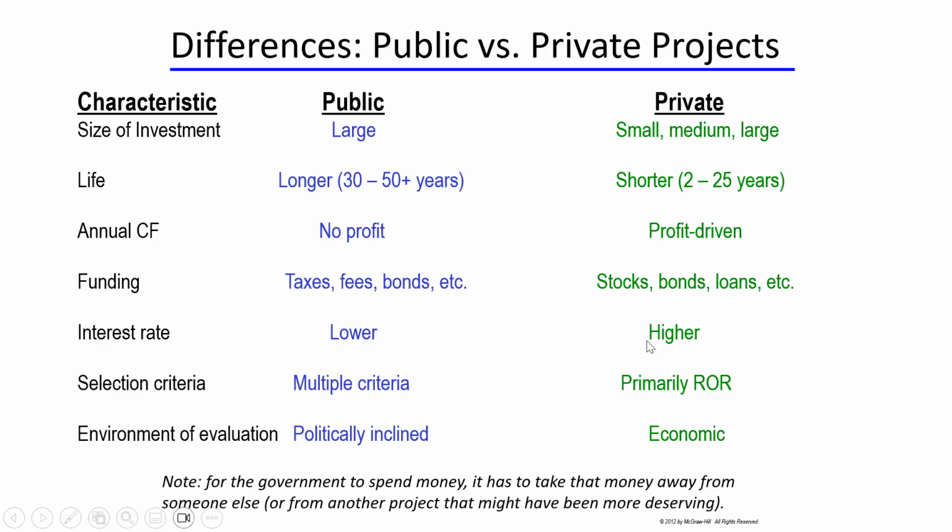So the interest rate difference is significant, but just because the government can borrow money at a low rate doesn't necessarily mean it's free money. So we have to keep in mind that a public sector project, it's not magic money. It's money that's been taken from taxpayers in order to finance, for example, the I-64 highway improvements.